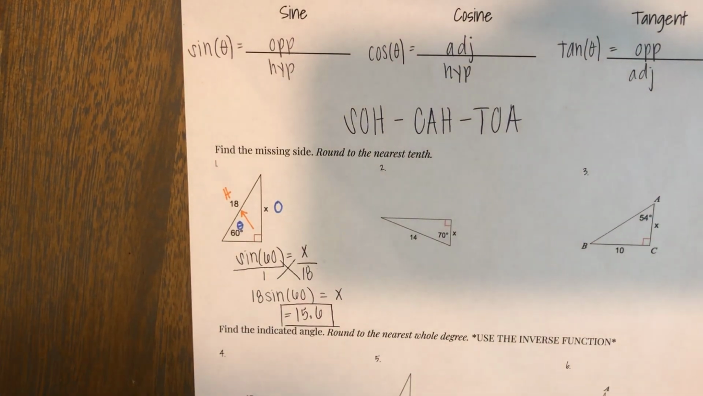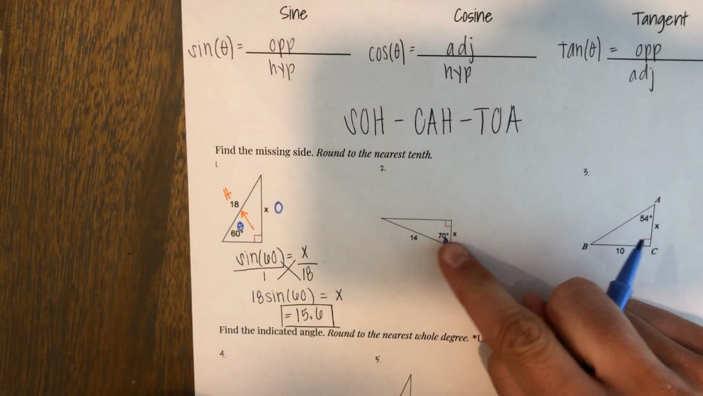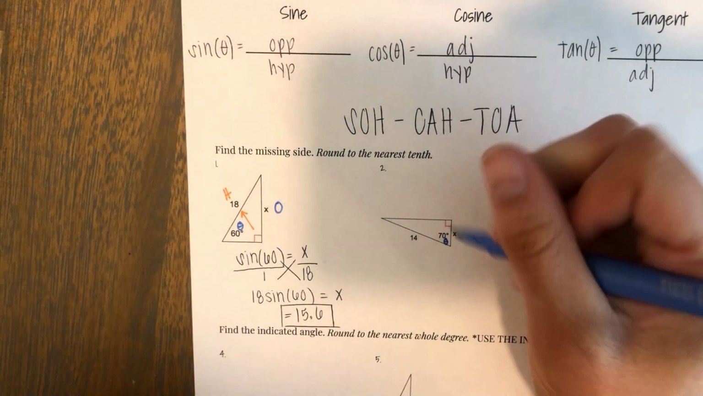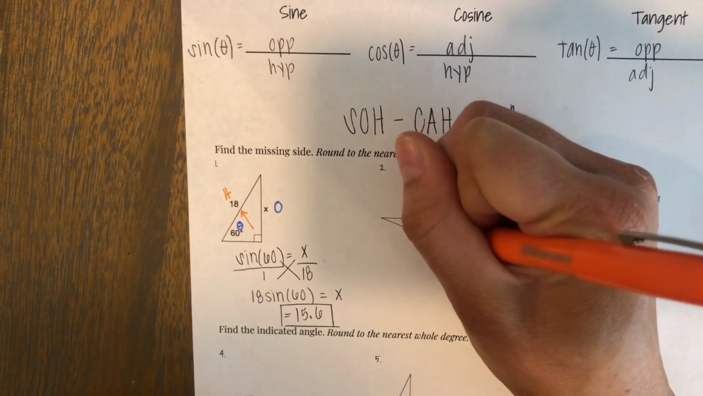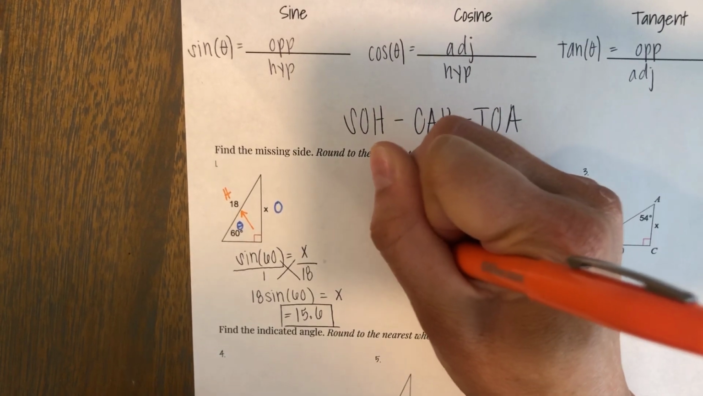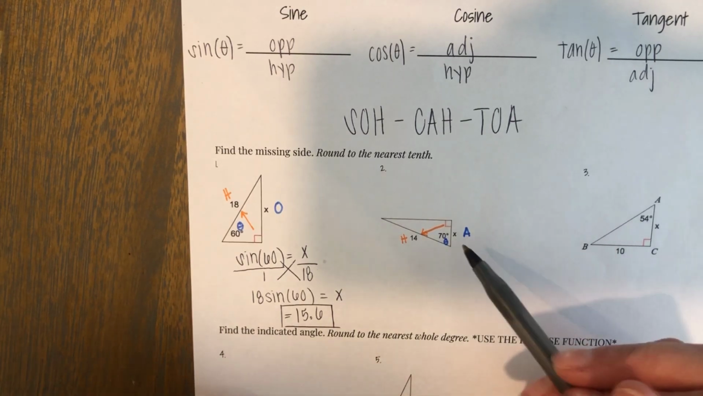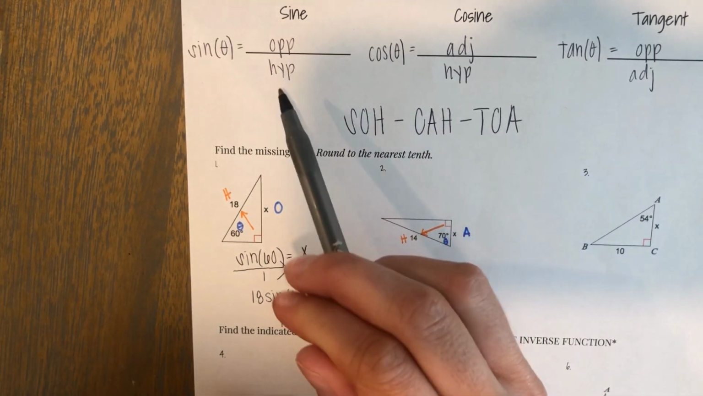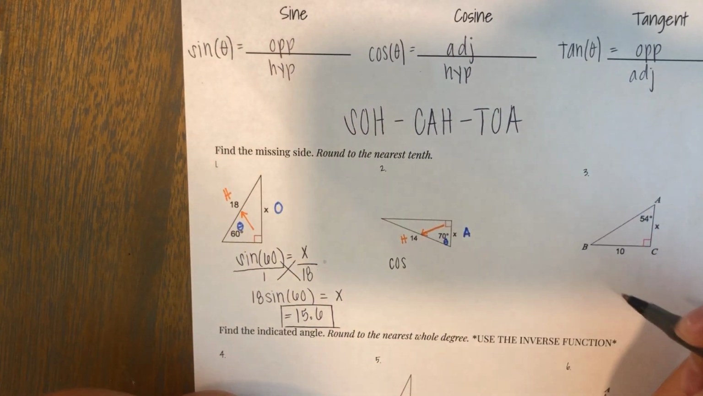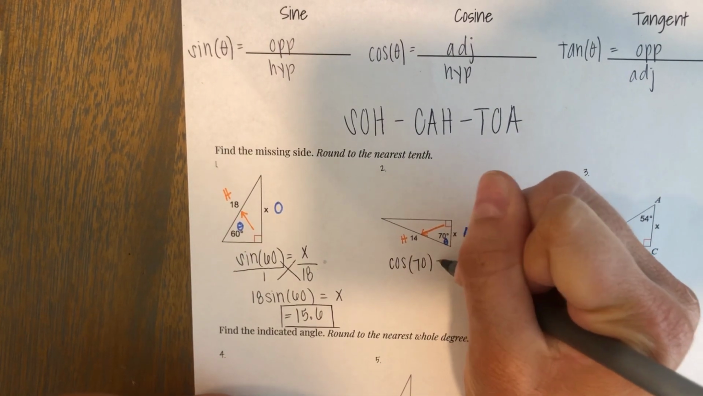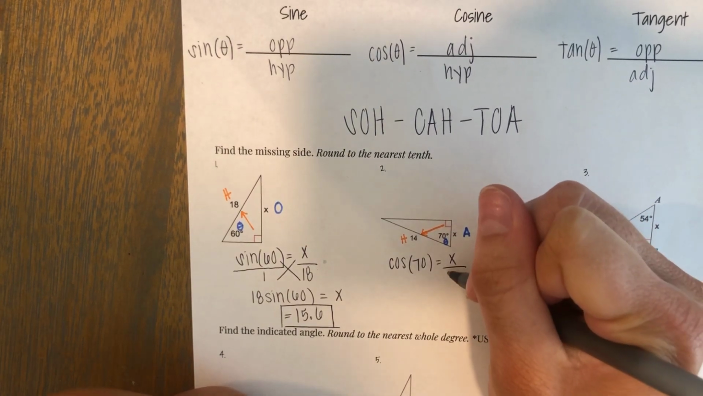Okay, let's look at this one. So this is our theta, the 70 degrees. And since this is right next to theta, I know that's my adjacent side. And then we're given the hypotenuse again because that's the side directly across from the right angle. And so which function uses adjacent and hypotenuse? So you look up here and you go, oh, cosine. So I have cosine of 70 equals x, because that's my adjacent, over 14.